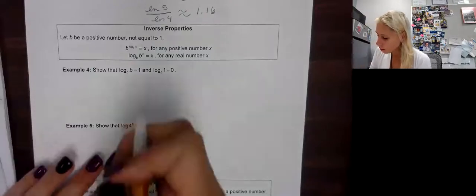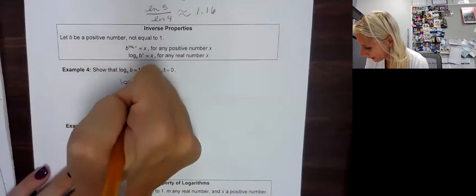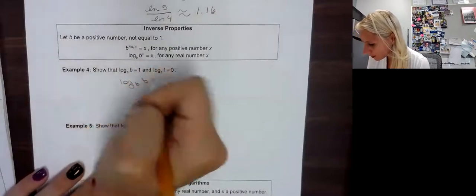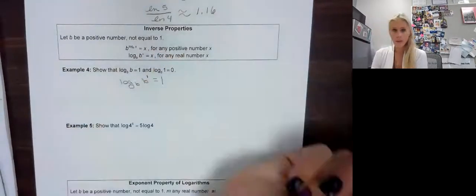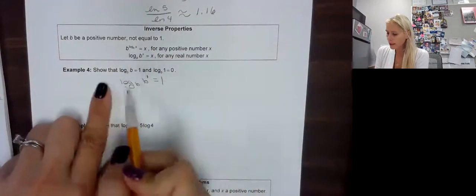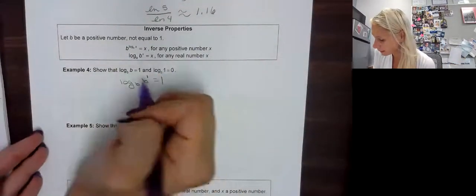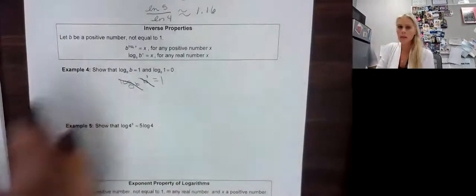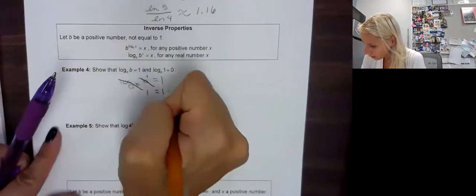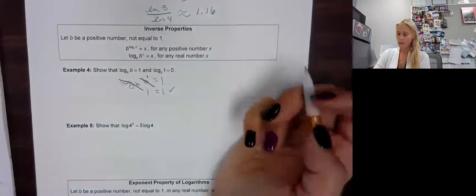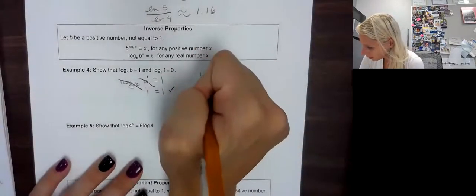Okay, so one thing I want you to notice is in that first one, when we have log base b of b, this b is to the first. Well, what did we just say up here? The log base b and the base b, since these two are the same, cancel out, leaving 1 equals 1, which is true.